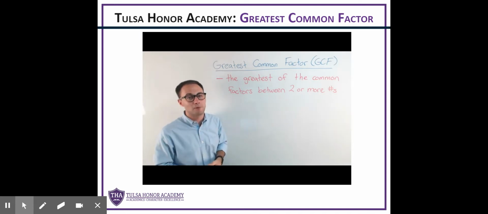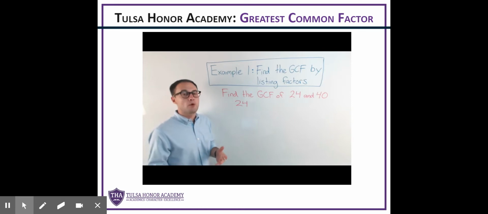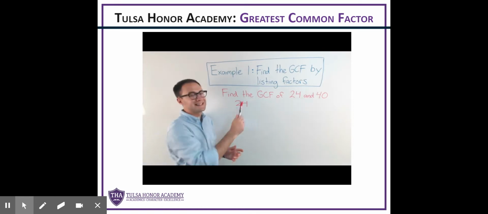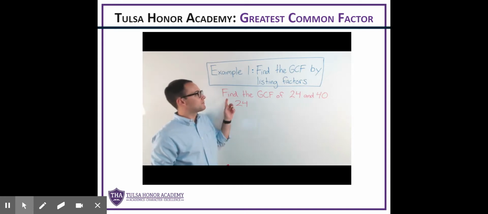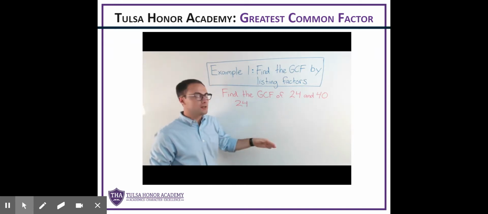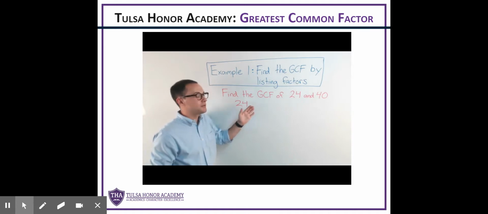Let's try an example. There's a couple ways we can find the GCF. The first one we're going to go over is by listing factors. So I'm going to find the GCF of 24 and 40. First, I'm going to list the factors of each of those numbers.